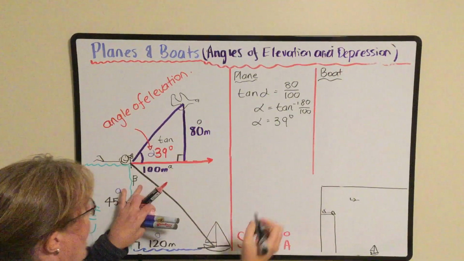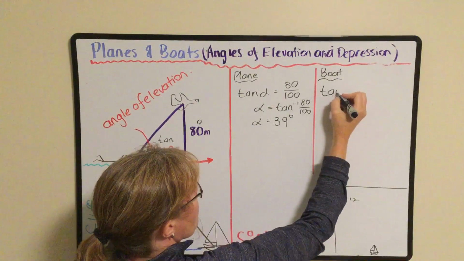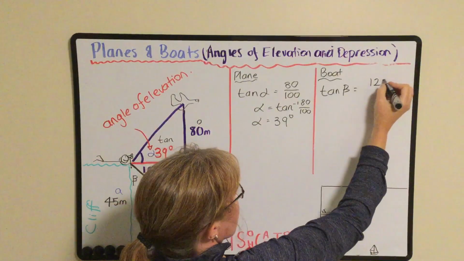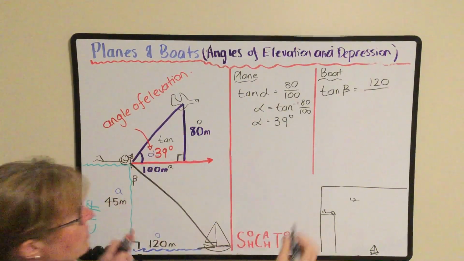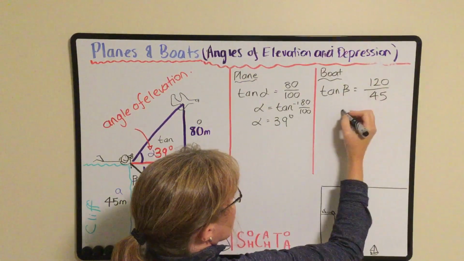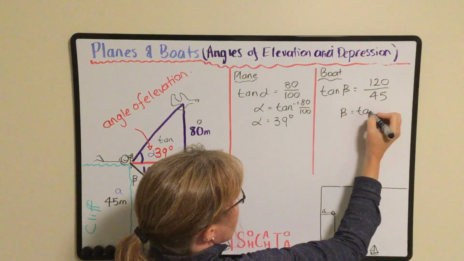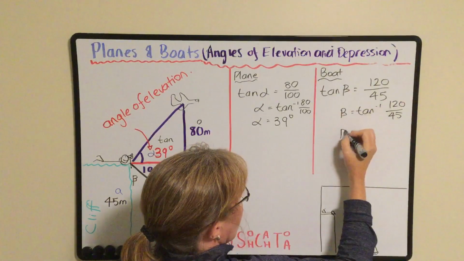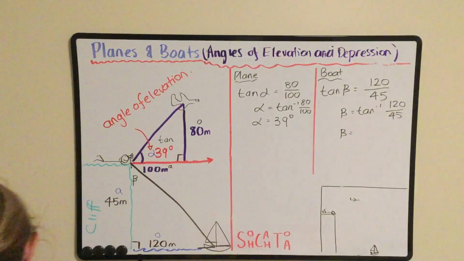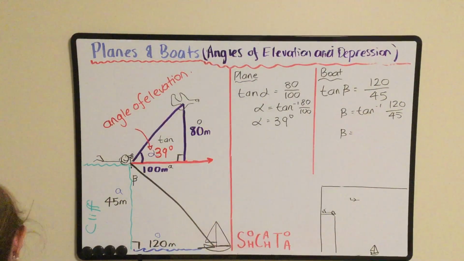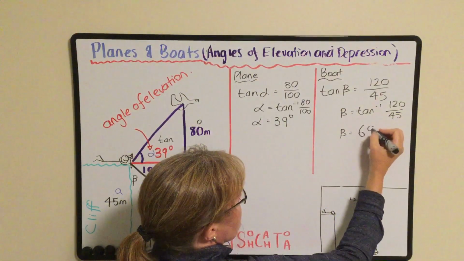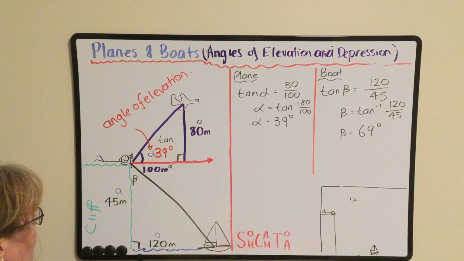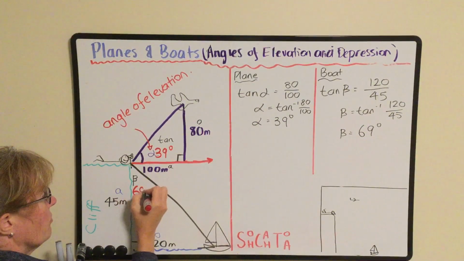And we know that tan of beta this time is equal to the opposite, which is 120, over the adjacent, which is 45. So beta will be equal to tan to the minus 1 of 120 over 45. And on your calculator, pause if you like, I've ended up with an angle of 69 degrees to the nearest degree, so I'm just rounding off. So I've found that this angle in here is 69 degrees.